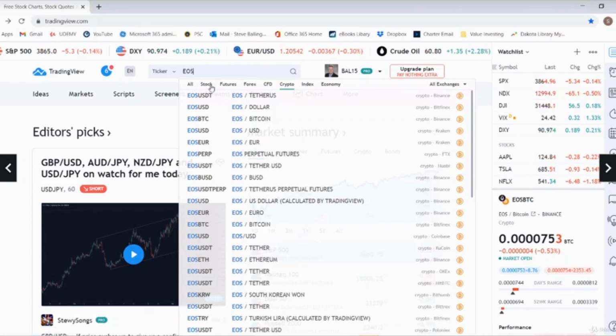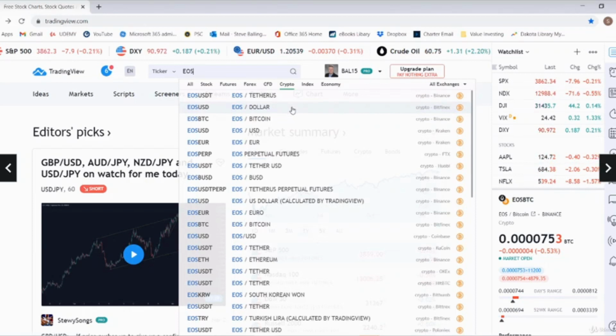So I type in EOS. The first thing is the thing I'm buying, or the first pricing of the pair, and then this is what I'm buying it with. So here's an example of EOS to USD, which would be how many US dollars it takes to buy one EOS coin, for example. And I can trade cryptocurrency for cryptocurrency. Here's EOS for Bitcoin, for example. How much Bitcoin it would take to buy EOS, and Ethereum, and all sorts of different ones.